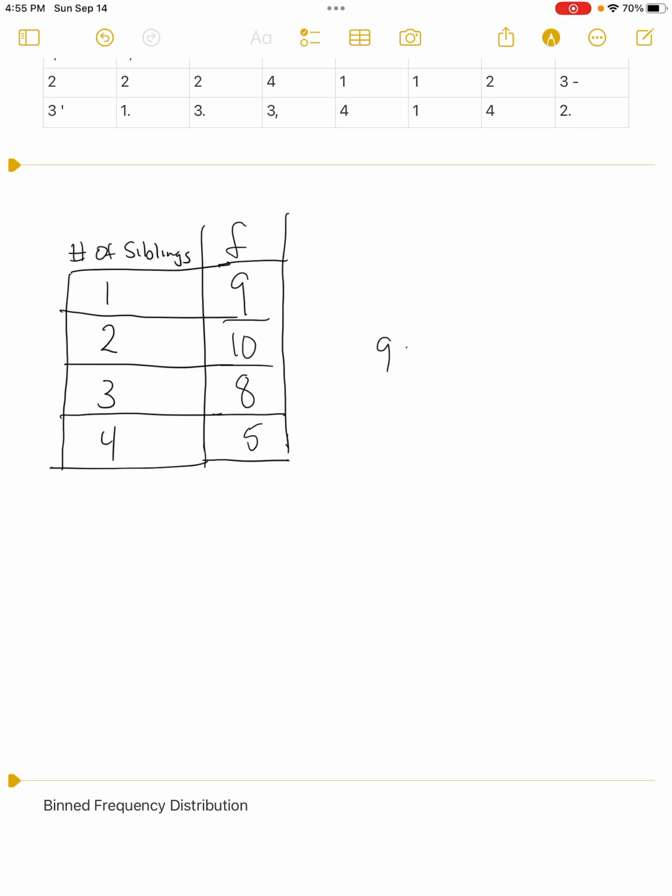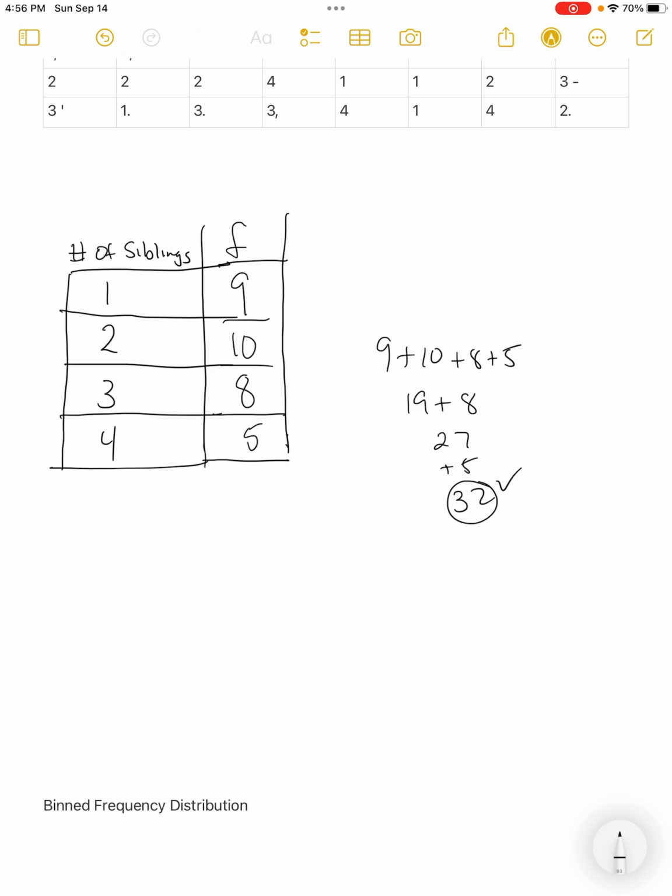Yeah, so I should get 32. So let's look at what 9 plus 10 plus 8 plus 5 is. I get 19 plus 8 is 27, plus 5 is 32. That's awesome. That's what I should have had, so I counted it correctly.